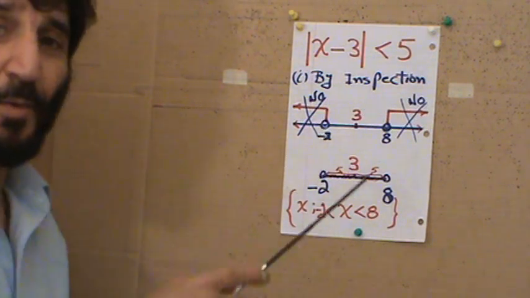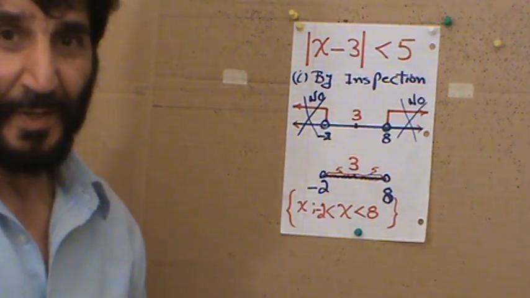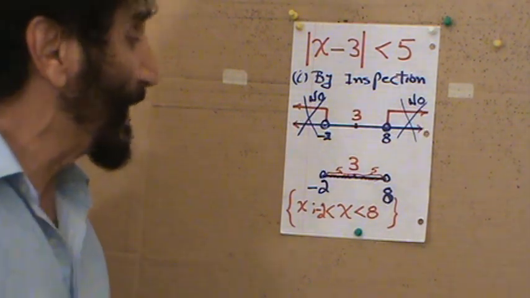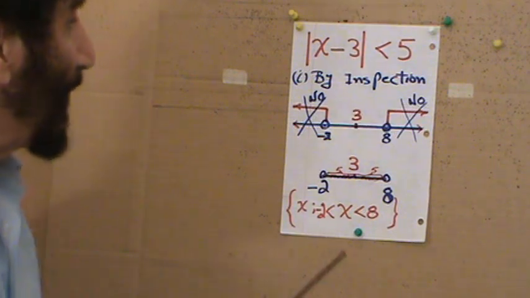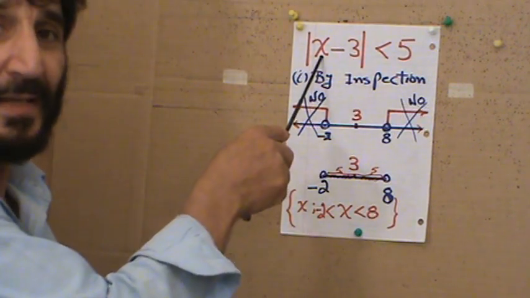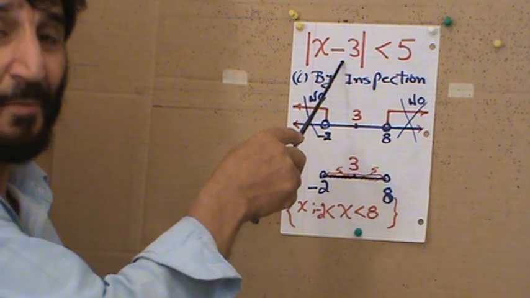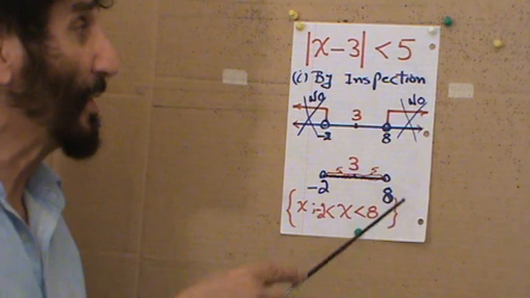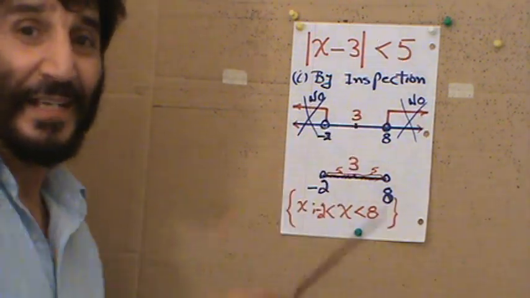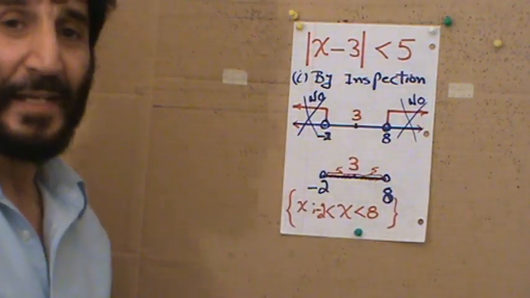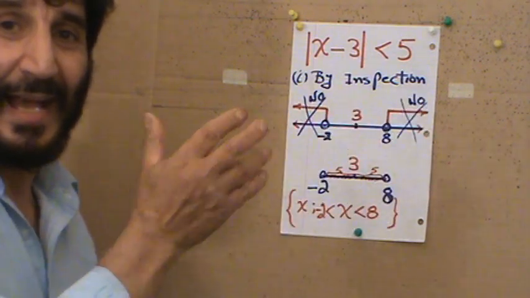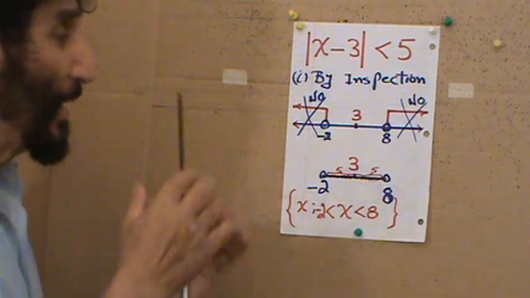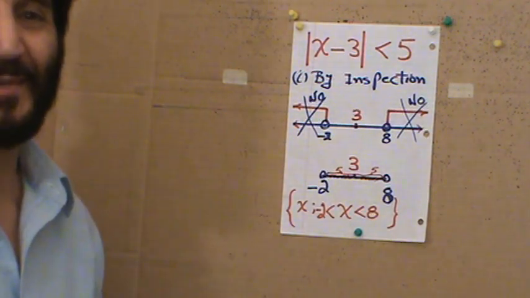Similarly, if you take any number less than negative 3, excuse me, I said less than 2, less than negative 2, less than negative 3. If you put negative 3 for x, you get negative 6. But the absolute value of negative 6 is positive 6, and positive 6 is not less than 5. So any number bigger than 8 and less than negative 2 will not work. So every number in between will work.